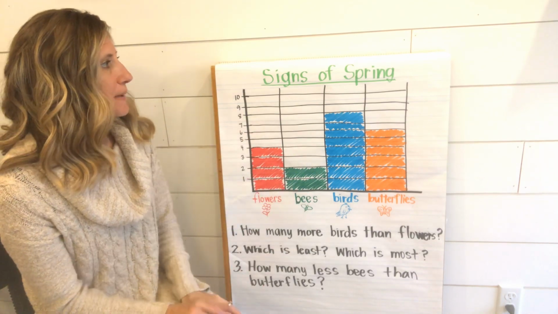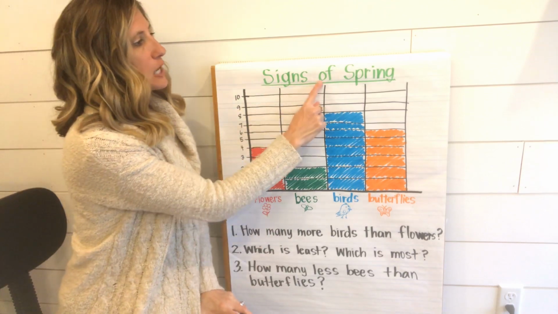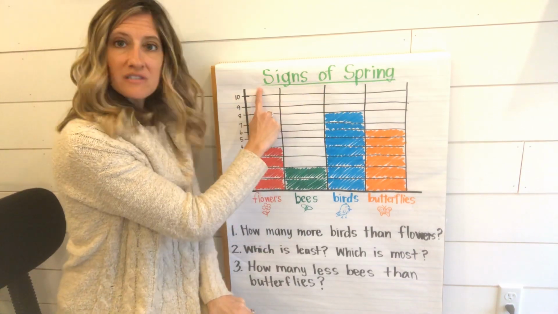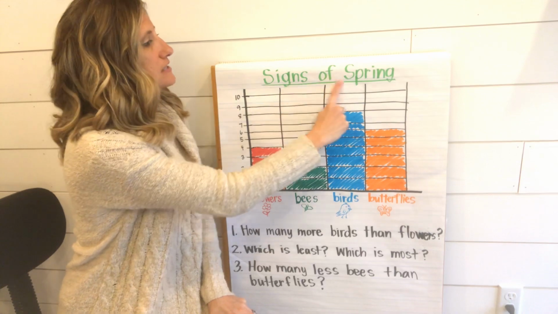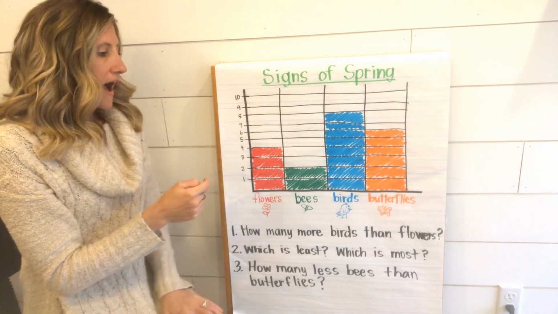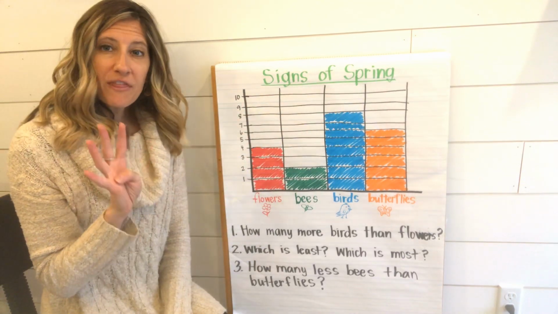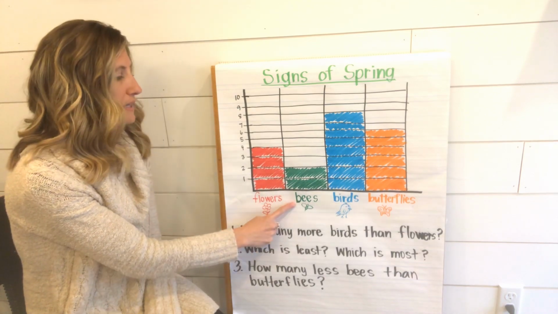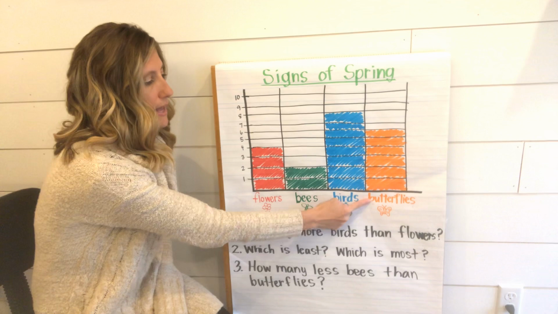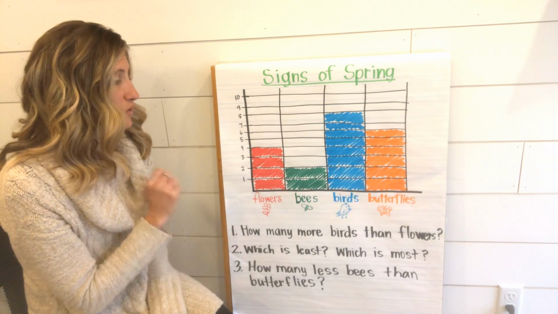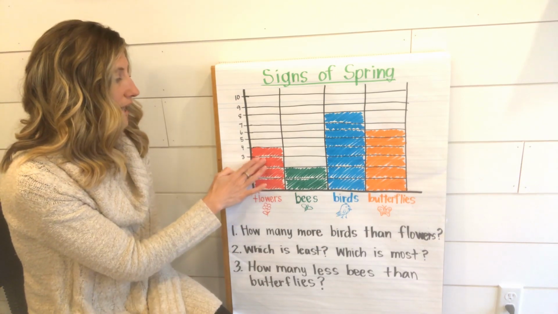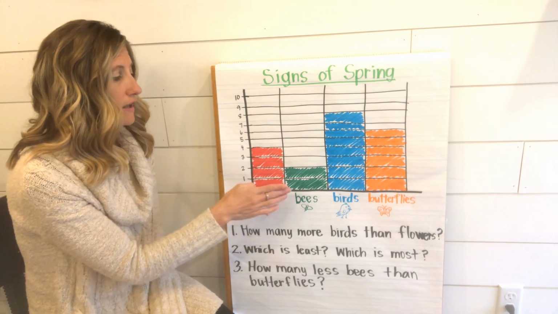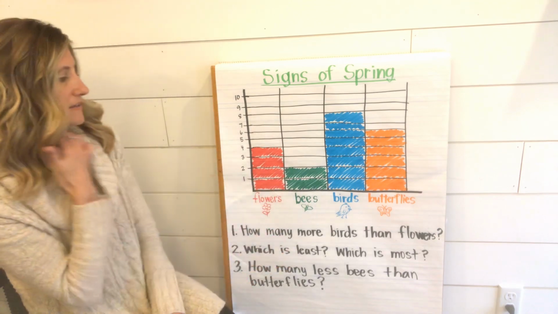So today I made a graph called Signs of Spring. So this is the title of the graph, Signs of Spring. I have charted 4 different things. I have flowers, bees, birds, and butterflies. So what I did is I colored in how many flowers there are, bees, birds, and butterflies.